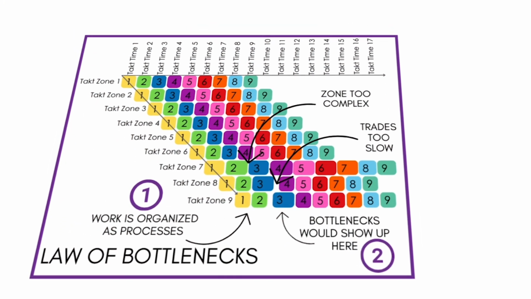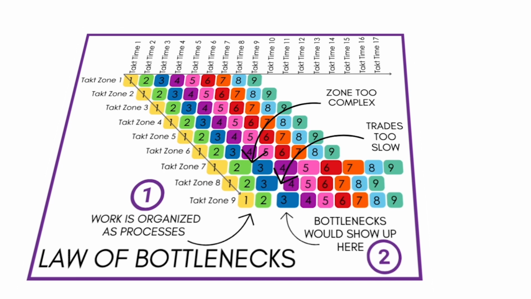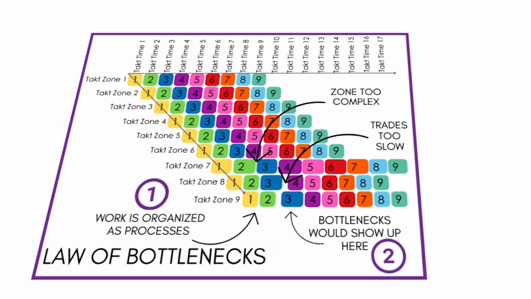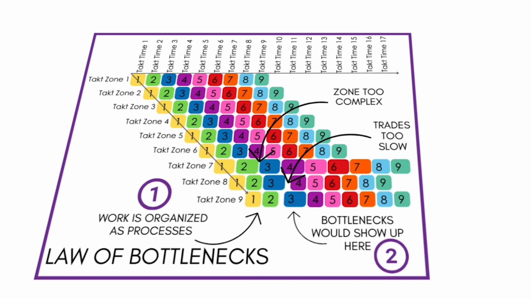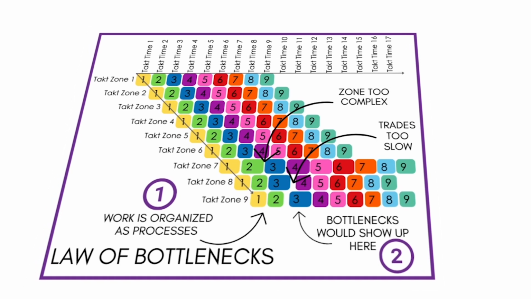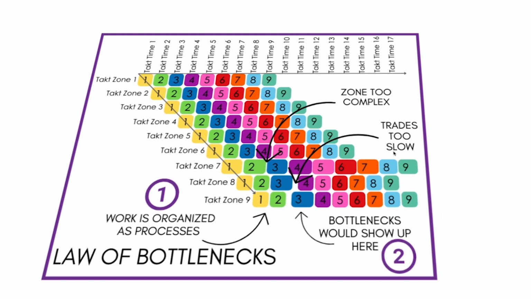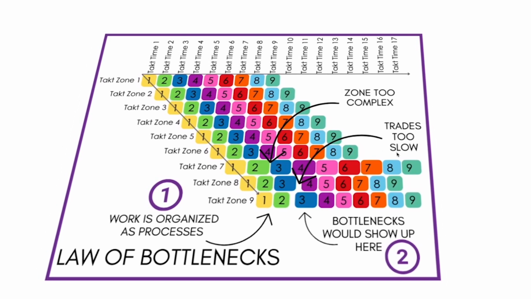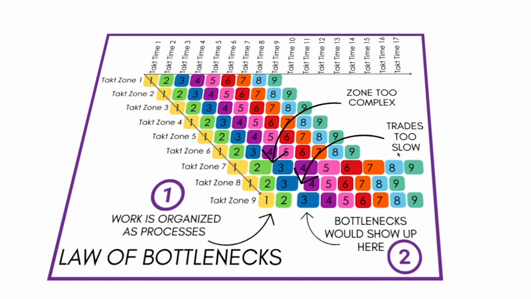Now let's talk about the law of bottlenecks. Basically, the law of bottlenecks says that because work is organized in processes, right, that you will always have a most limiting factor. And when you find your most limiting factor, it could be a zone that's too complex or trades that are too slow, you can remove your bottlenecks. And then once you've removed those bottlenecks, more will show up.